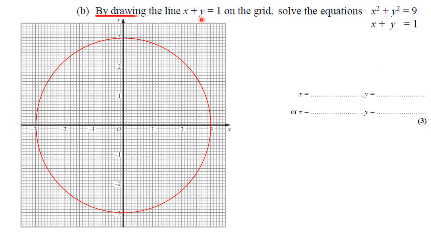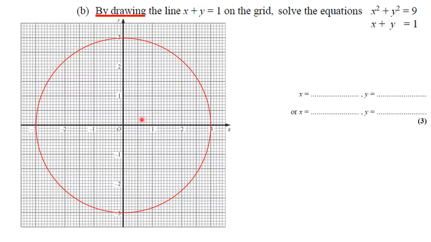By drawing the line x plus y equals 1 on the grid, solve the equations. X squared plus y squared equals 9 and x plus y equals 1. So they want us to solve those equations. If I look at the graph, I've already got my circle x squared plus y squared equals 9 drawn on there. I just need to draw x plus y equals 1.